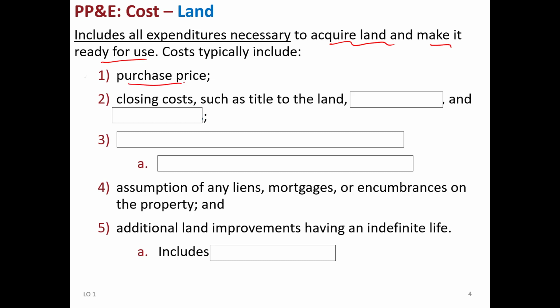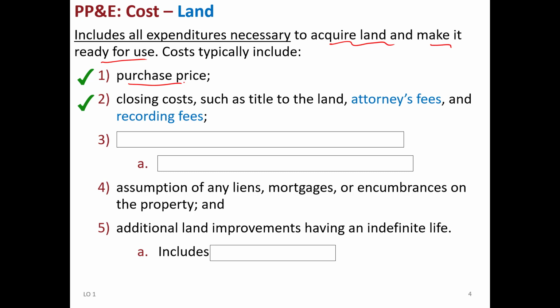But other things it includes are attorney's fees. Lots of fees associated with buying land. If you haven't bought a house before or bought land, you'll know what it's like. It's insane the amount of fees that you have to pay for that kind of stuff. Another type of fee is recording fees, title fees, etc., etc.